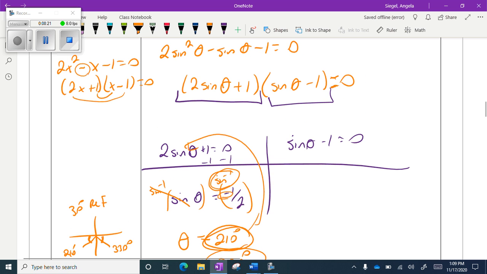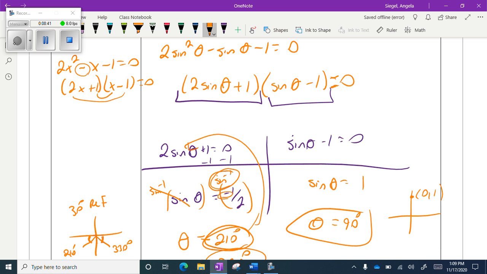Okay, so those are my 2 on that end. Go ahead and move that 1 over. And so this one, what's jumping out at me is it's a quadrantal angle. So I know that my y value is 1. So that is the only place that it occurs. So it occurs at 90 degrees. So my theta is 90 degrees.